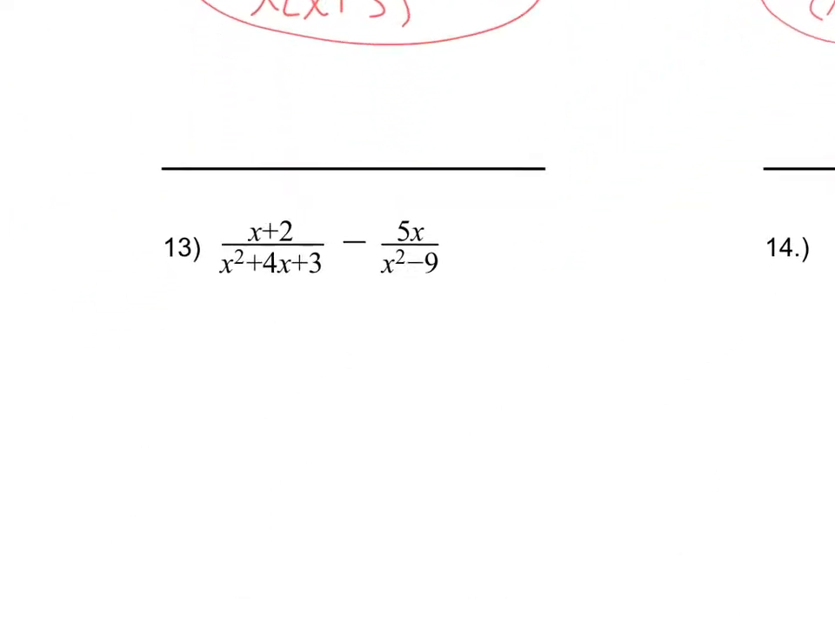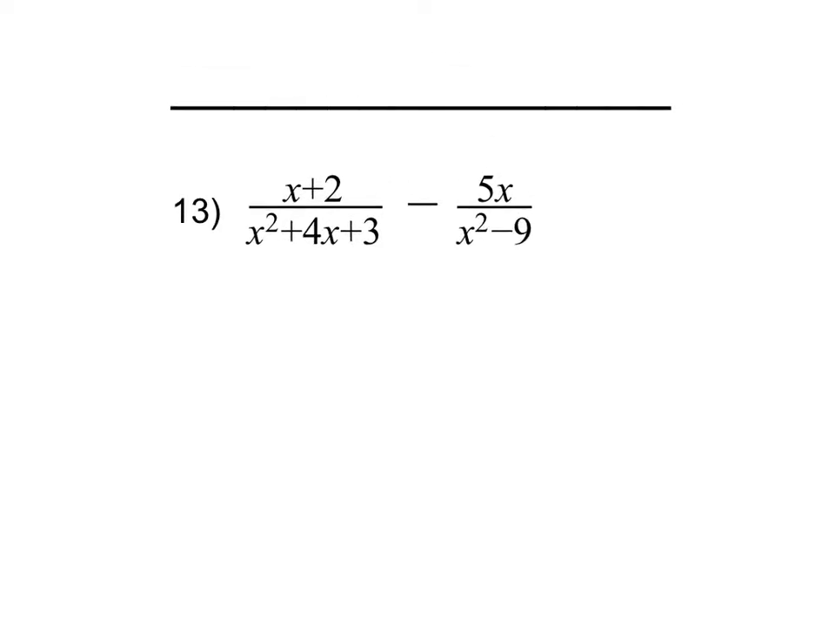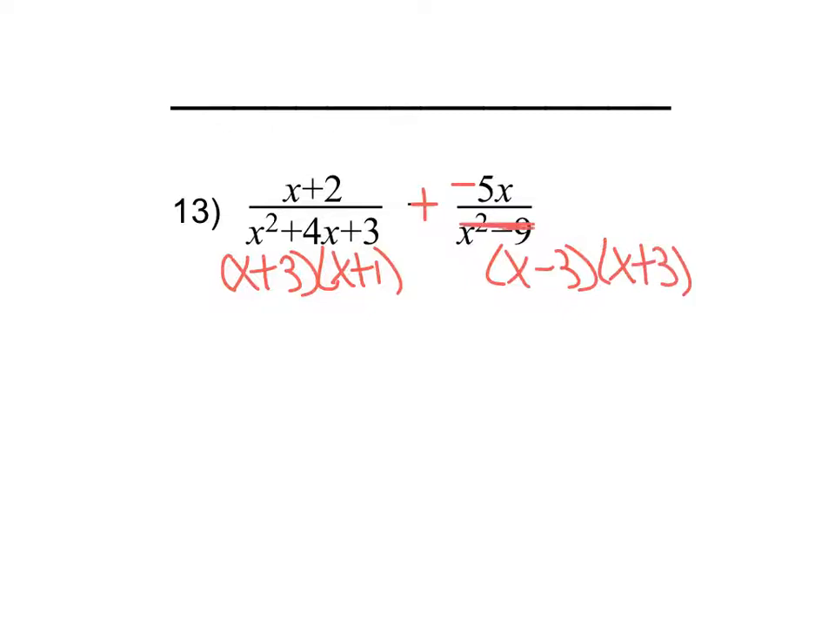Okay, moving right along here. Factor, factor, factor. First thing I want to do before I factor is notice that it's a subtraction in between here. So I'm going to add the opposite to begin with. So I'm making sure anything I do, I am distributing a negative 5x. So first thing I'm going to do is factor x plus 3, x plus 1 here. And then I've got x minus 3, x plus 3, because these are difference of squares. So I'm going to get rid of what I have written there.